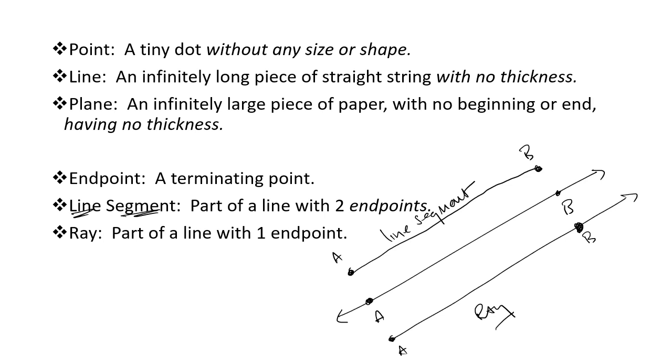So starting with a line, and then taking these 2 points, if they're both endpoints, that creates a segment, and if only one is an endpoint, then that creates a ray. So it's really important that we understand the difference between a line segment and a ray, because they're used for different things, really.